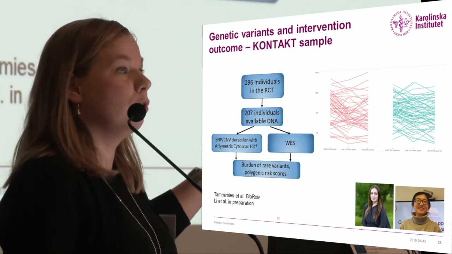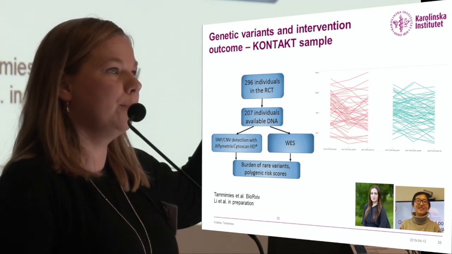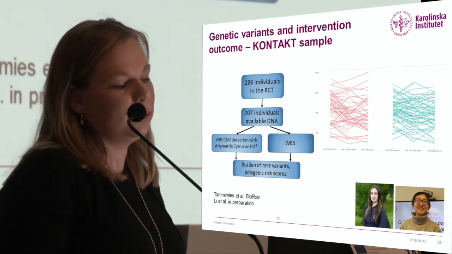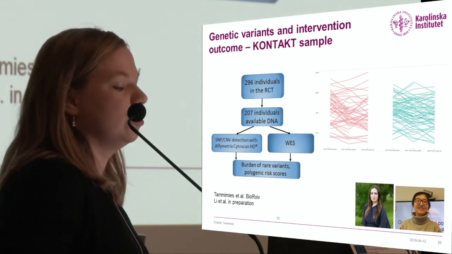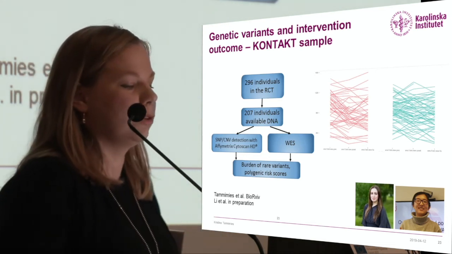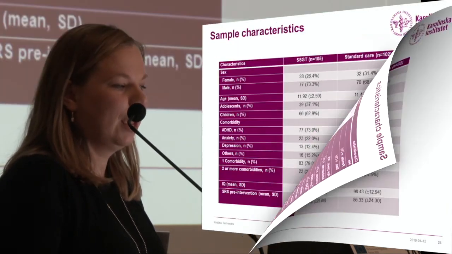And this is a score called the Social Responsiveness Scale. If it's higher, then they have more symptoms. If it's lower, they have fewer symptoms. So what we've been doing now is CNV detection, whole exome sequencing, and also looking at the polygenic risk scores. But I will just show one result on the CMA.